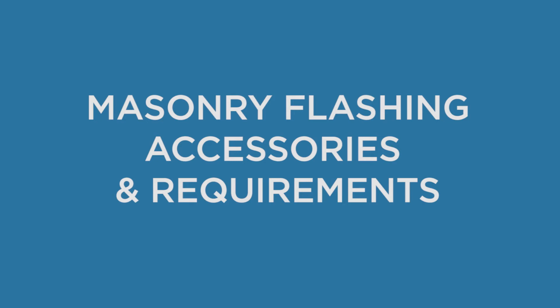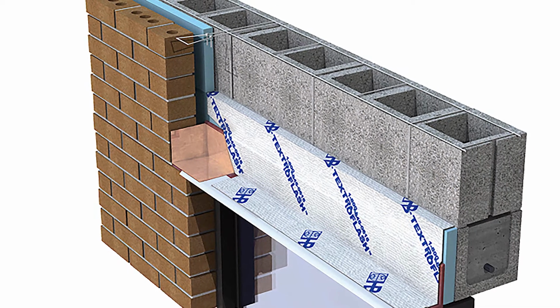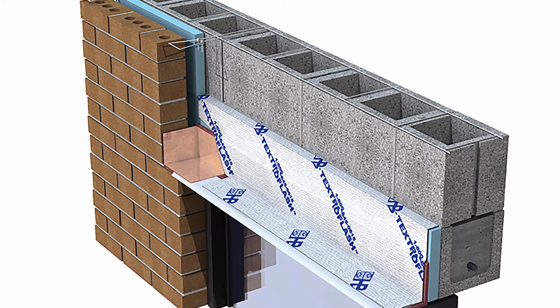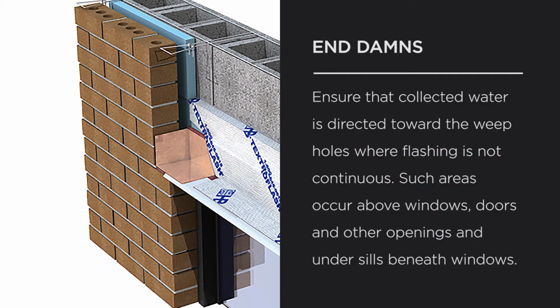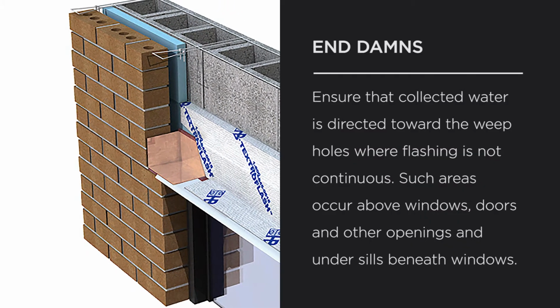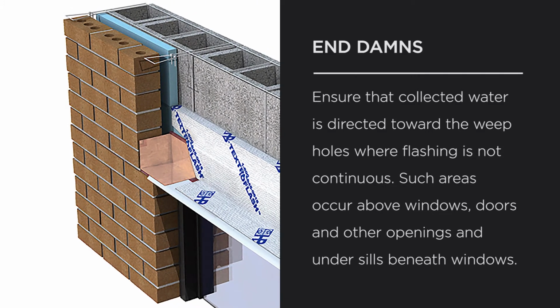In addition to the masonry flashing itself, several accessories or requirements are typically needed to ensure proper installation. These include end dams. The installation of end dams cannot be overemphasized. Their purpose is to ensure that collected water is directed toward the weep holes where flashing is not continuous.